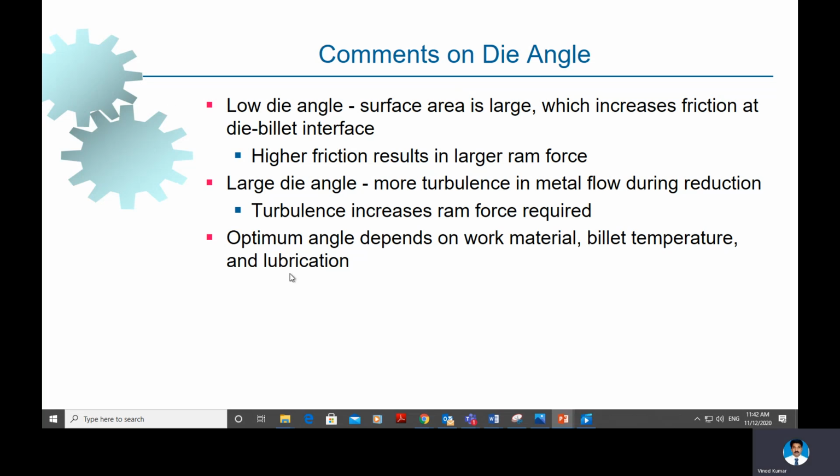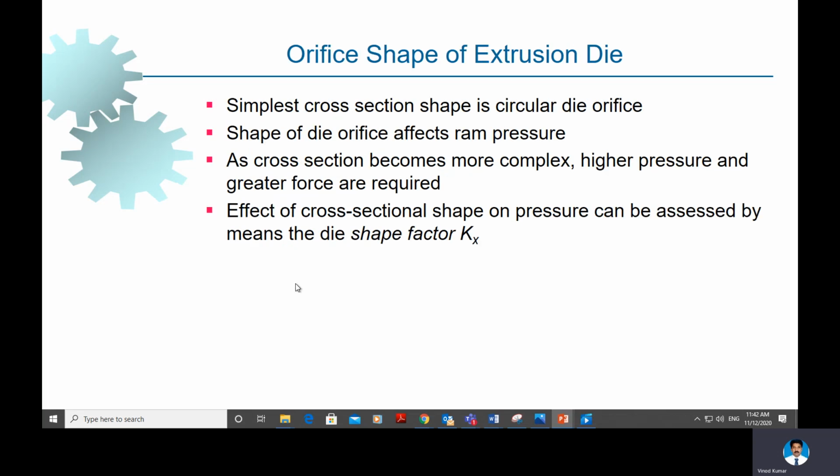Now, this is already explained. Lower die angle, the surface area is large, which increases friction, and large die angle, more turbulence in metal flow, reduction in metal flow during the reduction. Turbulence increases ram force required. This is the effect of large die angle. So optimum angle we need to select based on the work material, billet temperature, and lubrication.